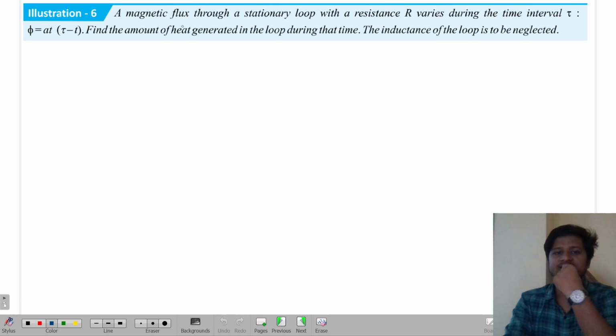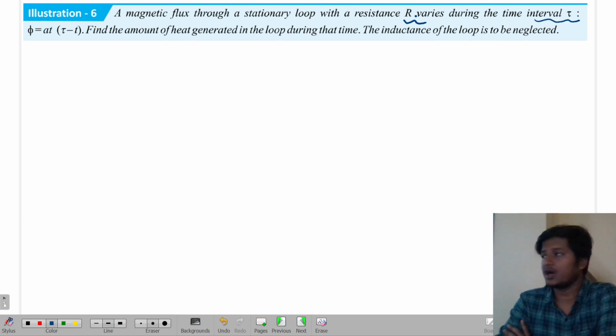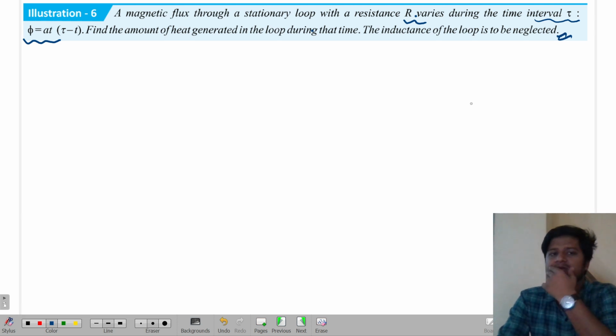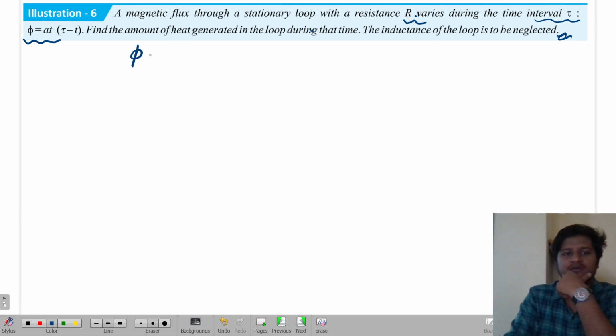Question number 2. What is it saying? The magnetic flux through a stationary loop with resistance R varies during the time interval tau as phi equals a t (tau minus t). Find the amount of heat generated in the loop during that time. The inductance of the loop is to be neglected. Do it fast. Flux is given as a t (tau minus t).